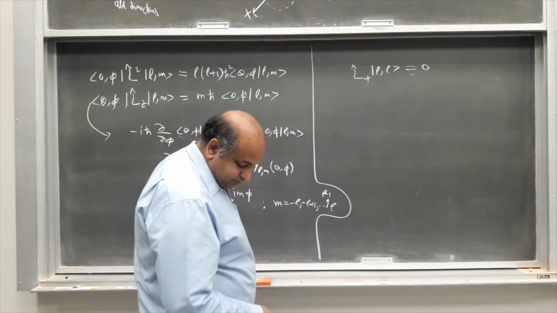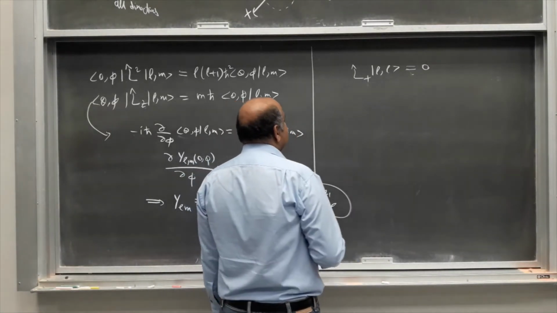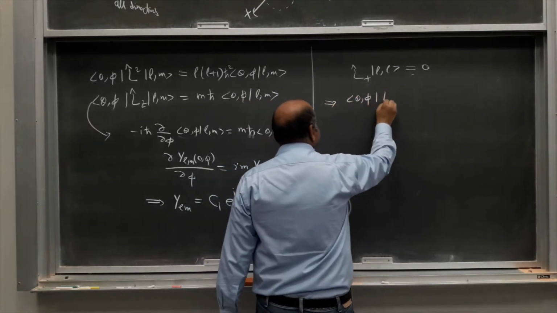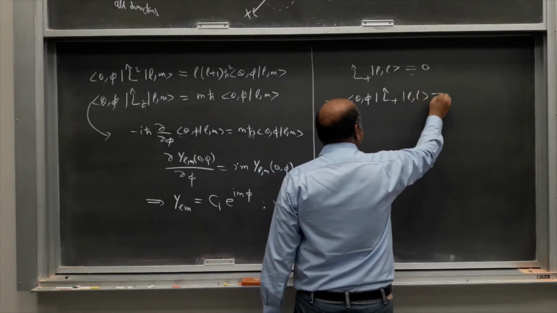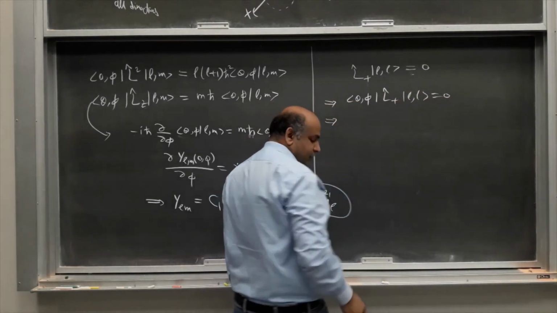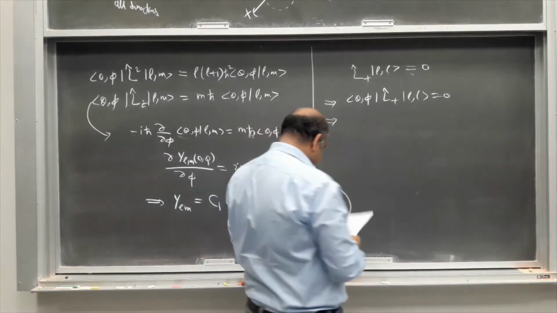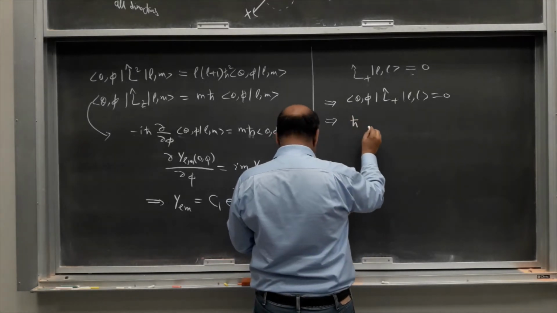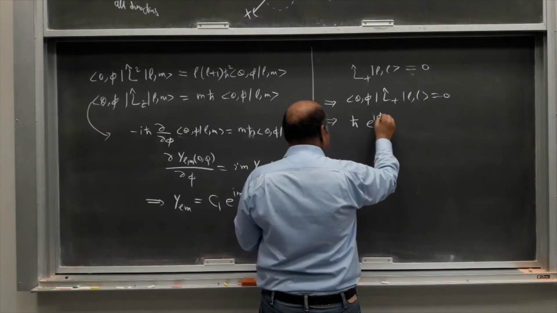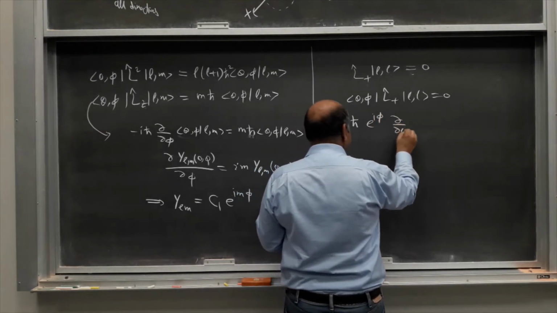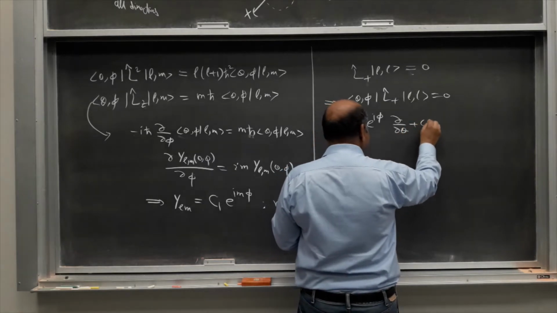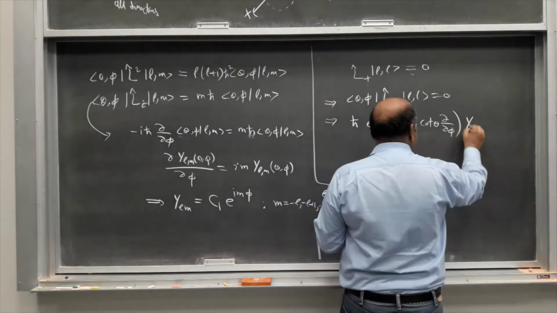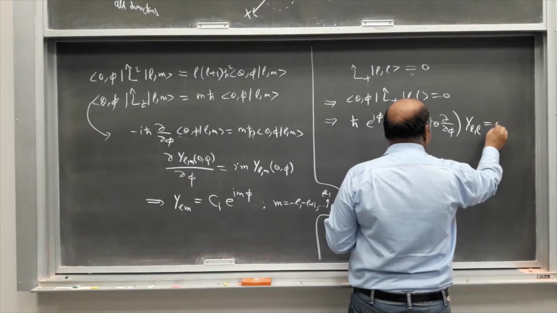Okay, so to get this state, let me write this in the spherical coordinate system. We already know the form of the operator L plus in spherical coordinates, which is h bar exponential iota phi times partial by partial theta plus iota cot theta partial by partial phi, acting on Y L L, and this is equal to 0.